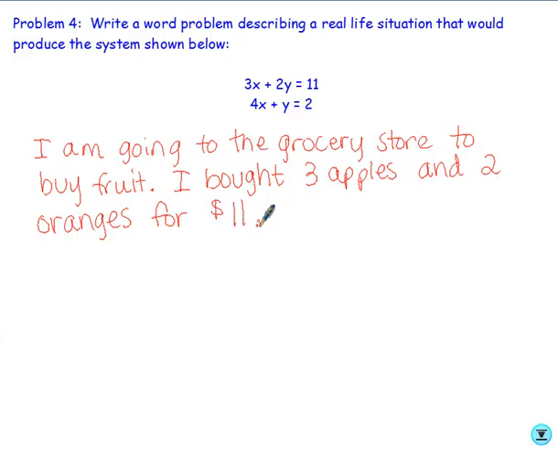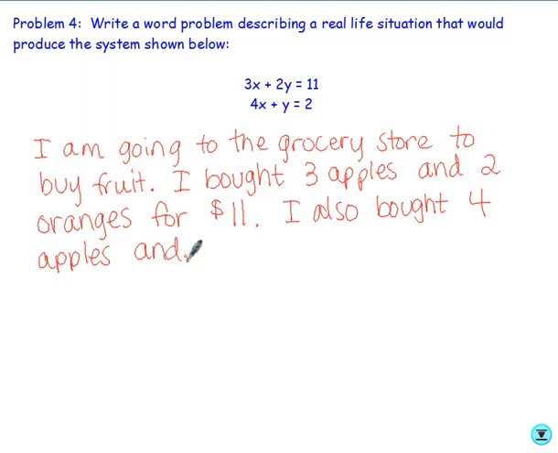I'm going to do the exact same concept on the second equation. I also bought 4, now keep X the same, so 4 apples and, well, what's the number in front of Y if there's nothing there? Hopefully we all know it's a 1. So, and 1 orange for, of course, 2 is still money, so for $2. What's the one thing I haven't talked about yet? I haven't talked about how much these items cost. That's what you're trying to figure out.